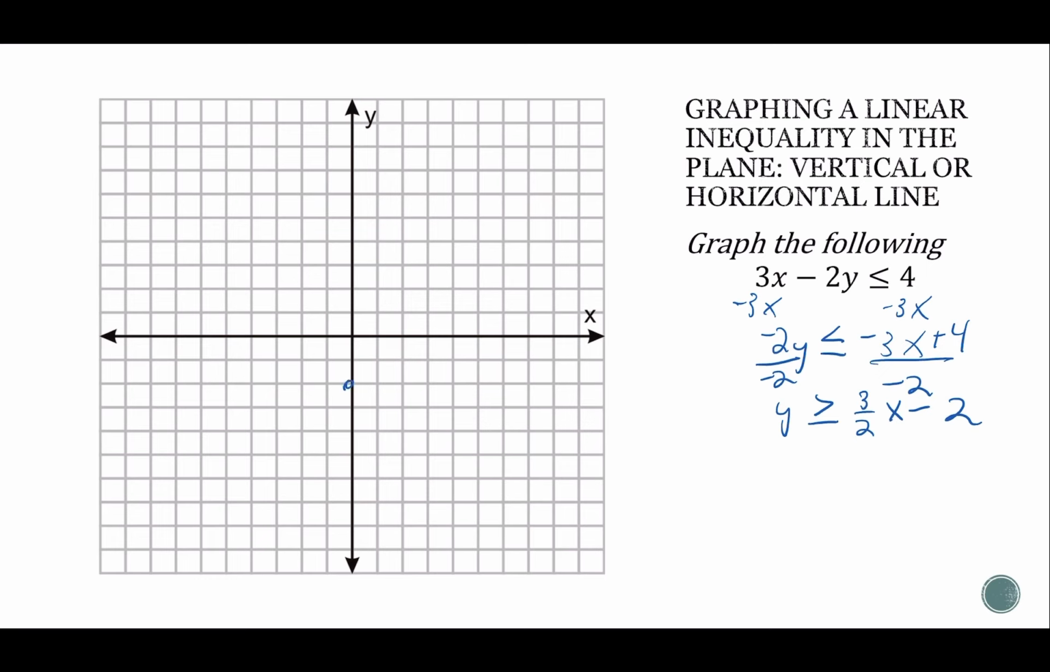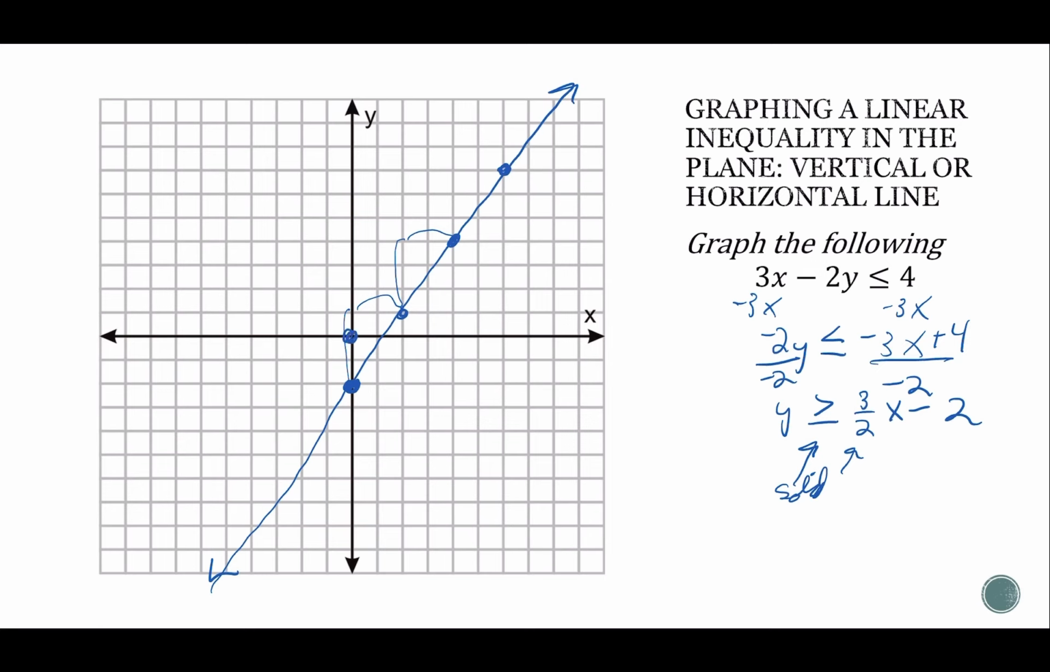So my y-intercept is -2. And now my slope is 3/2. So I go up 3 over 2, up 3 over 2. And this is going to be a solid line, because it's greater than or equal to. So we can graph our line.